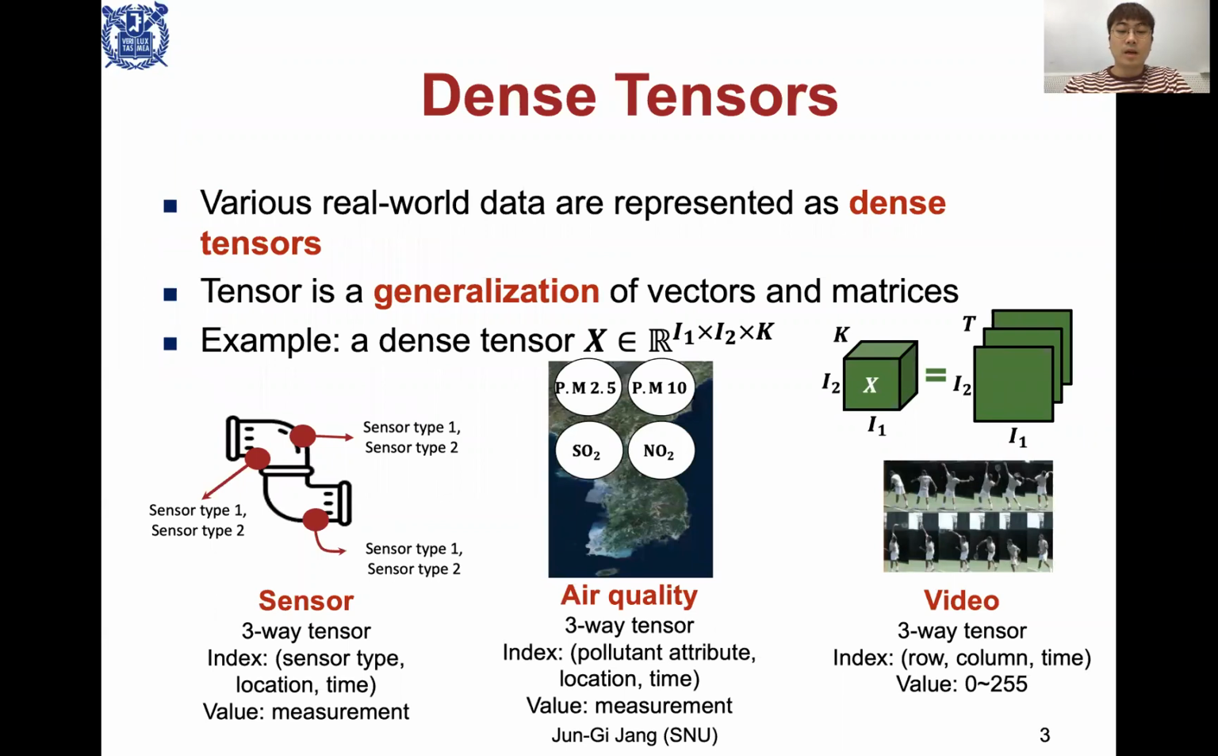Various real-world data are represented as dense tensors. For example, sensor data are collected from several locations over seconds. Air quality and video data are also represented as dense tensors.